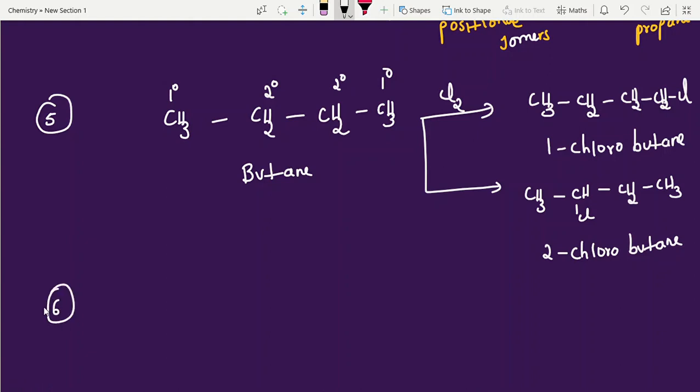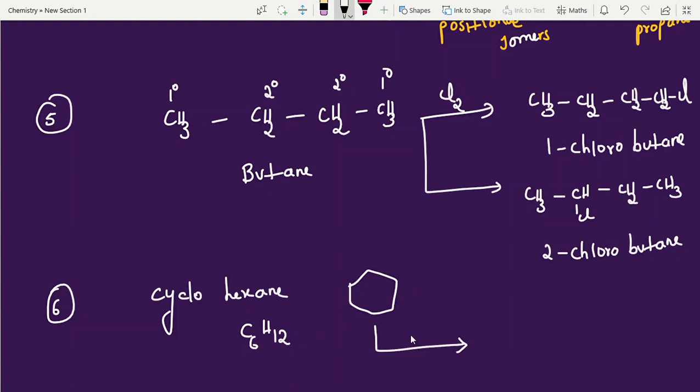Now next question. One of the important questions. Cyclohexane. What is the cyclohexane structure? Like this. If you have written alternate double bonds, then that is benzene. Only like this. The molecular formula is C6H12. Okay. Now on monochlorination, cyclohexane, how many products? One product.